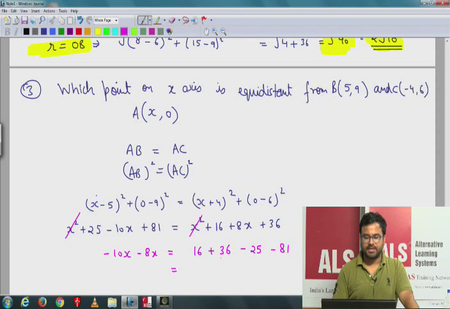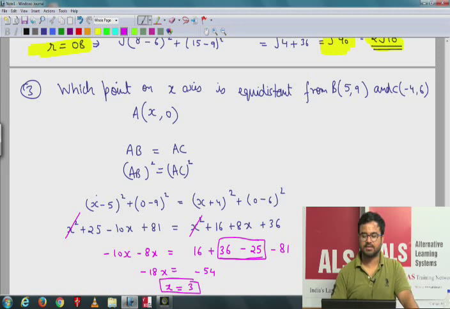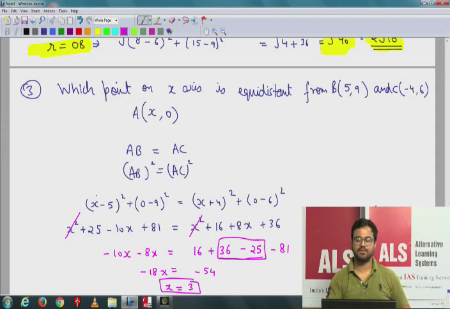So 36 minus 25, that is going to be 11. 11 and 16, that is nothing but 27, and 27 minus 81 is minus 54, and here we are getting minus 18x. So x would be equal to minus 54 over minus 18, which is 3. So the point on the x-axis is nothing but 3, 0. This is the point. This is the way in which this question has to be solved. So 3, 0 is the final answer.